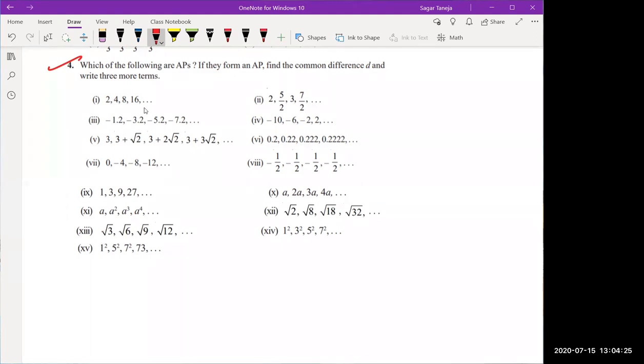And AP, we know that AP is a very simple series where the difference between the consecutive terms is the same. So if they form an AP, then find D and the 3 more terms. So how can we check that? How can we check that it is forming an AP? So question number 4.